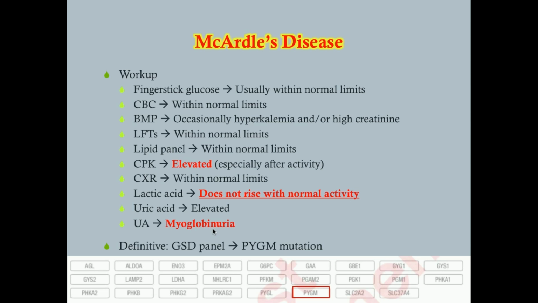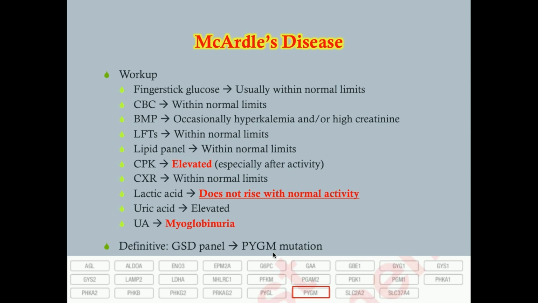Urinalysis will likely show myoglobinuria. If they have acute renal failure, though, you may see other things. But myoglobinuria is going to be the important one. Glycogen storage disease panel. For anybody you suspect of having a glycogen storage disease, here it will show a PYGM mutation. That M stands for muscle.